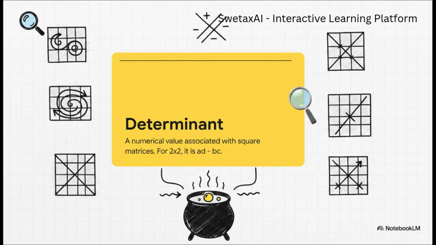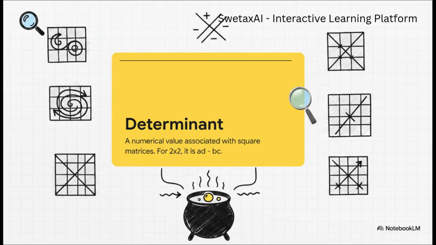So what is a determinant? It's basically a single numerical value that is associated exclusively with square matrices. If your matrix isn't perfectly square, it simply doesn't have a determinant, no exceptions. You can really think of it as the secret sauce that boils down the entirety of a complex grid into one definitive number.